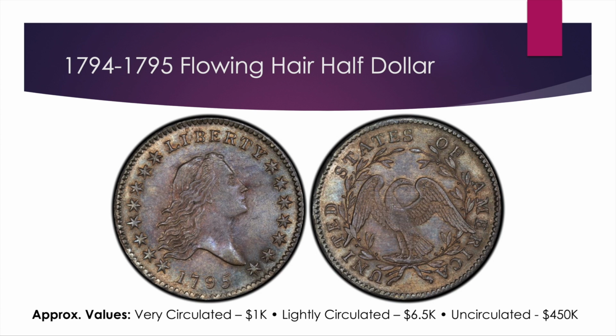And the 1795 has a lot of different varieties, including recut dates, 2 and 3 leaves varieties, the small head, and the A over E. A lot of varieties because they were new to producing coins, so the quality control was definitely not quite as high. And the coins were workhorse coins made for use in commerce, so most of these are going to be pretty well worn. That's why it's so scarce to see the uncirculated versions, and that's why the price goes up so much.